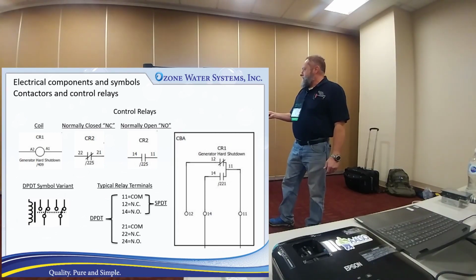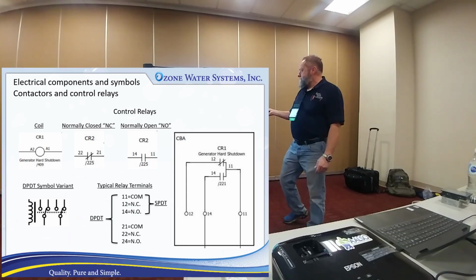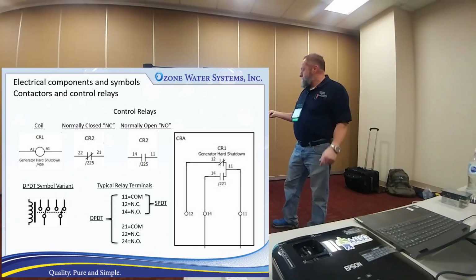But so you've got your coil, and there's an example of a normally closed contact, and when you see that line, that means that with no power to the coil, that's connected. And then you've got your normally open contact here. So these are the standard terminal numbers in that relay that you'll see there, but that little skinny one would just be a single pole dual throw, so you'll just have those on the contact side.